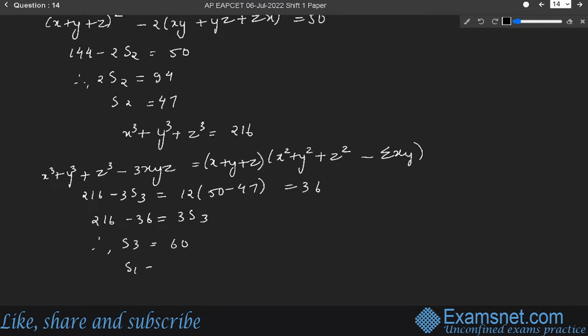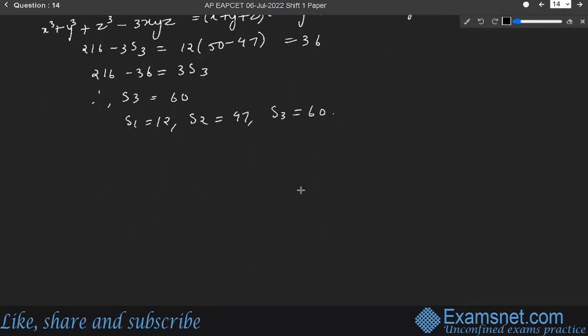And we know that S1 is equal to 12, S2 is equal to 47, and S3 is equal to 60. Now we have all these 3 values. Therefore, we can say that X, Y, and Z are the roots of this cubic, where we have to replace X by T. So, X, Y, and Z are the roots of the cubic.